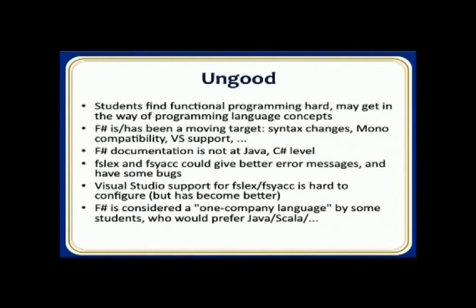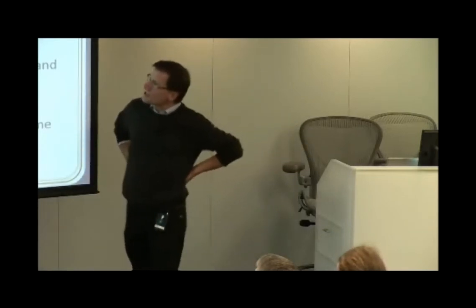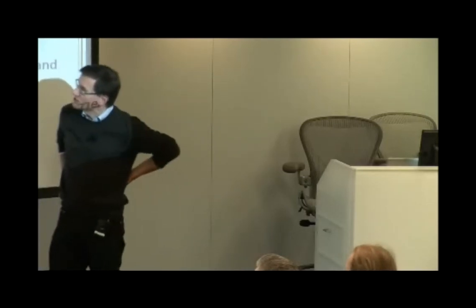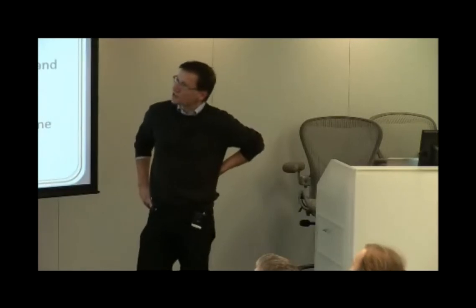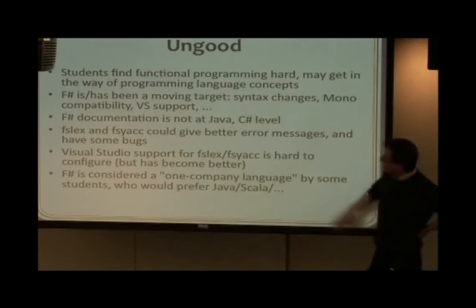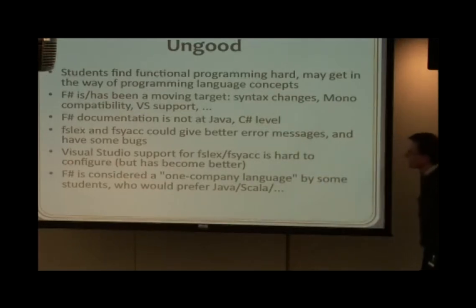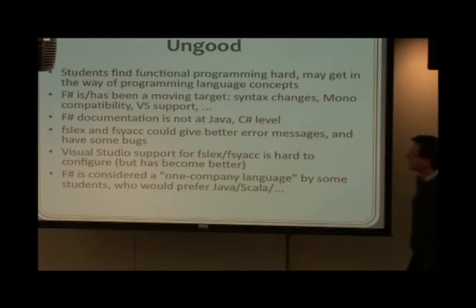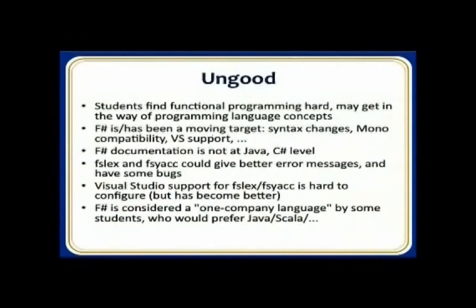F# over the last years has been a somewhat moving target. I guess that with the release of version 2 and integration into Visual Studio, this will hopefully slow down a bit. There have been some syntax changes, some problems here and there with Mono compatibility, whether Visual Studio would actually support it as well, and so on. And F#'s documentation is not quite at Java or C# level at this time. The error messages produced by the lexer and parser tools could be better, and since it's open source, I could try to make them better, but it's not the kind of thing I have too much time for. And there's still at least one bug in fsyacc where it ignores some non-associativity declarations.